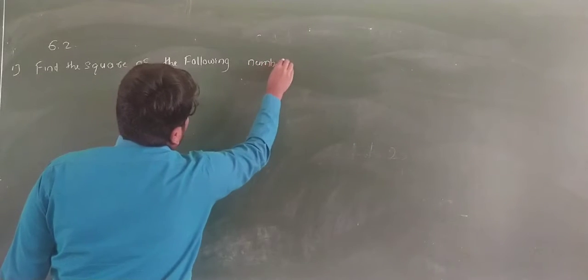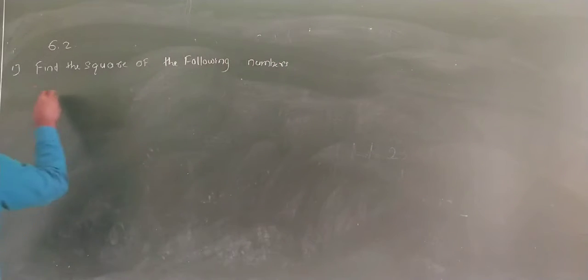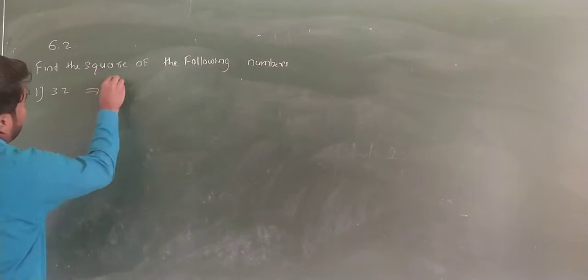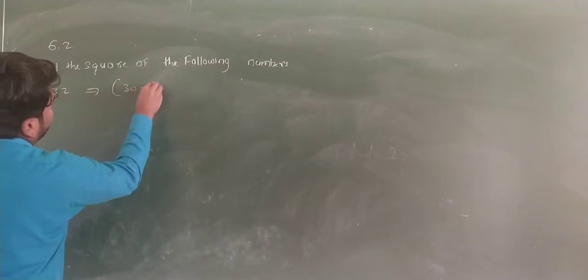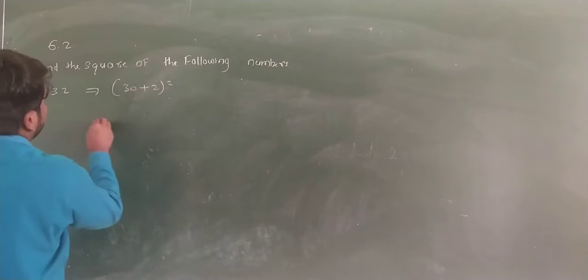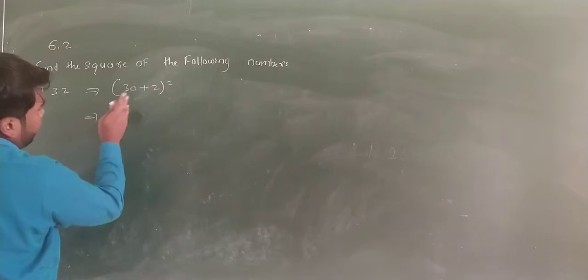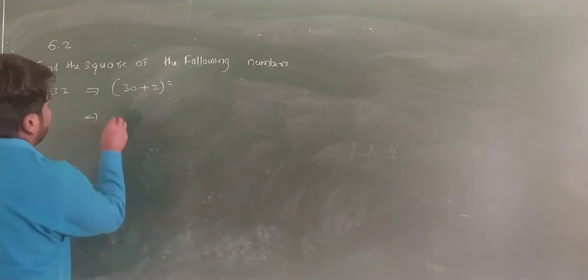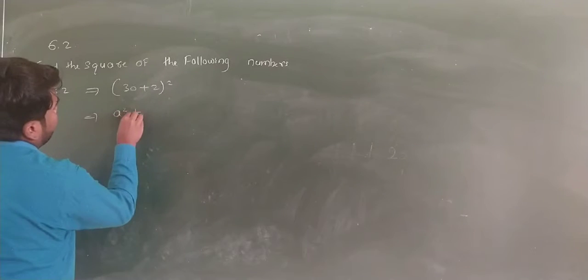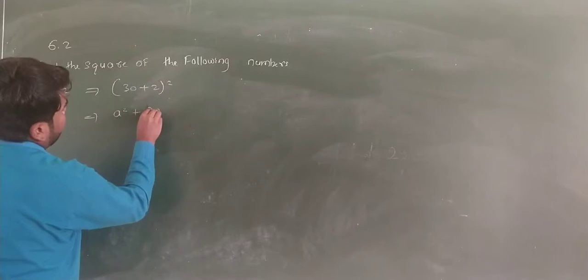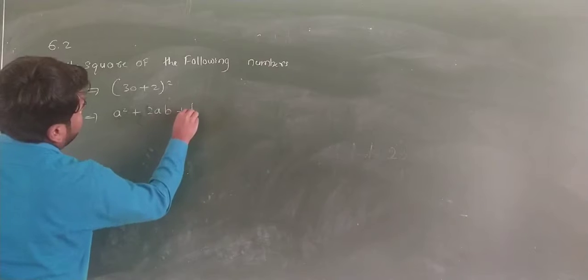So, find the square of the following numbers. The first one is 32. So 32 means you have to write it as (30 plus 2) whole square. Which formula do we have to use? (a plus b) whole square is a square plus 2ab plus b square.